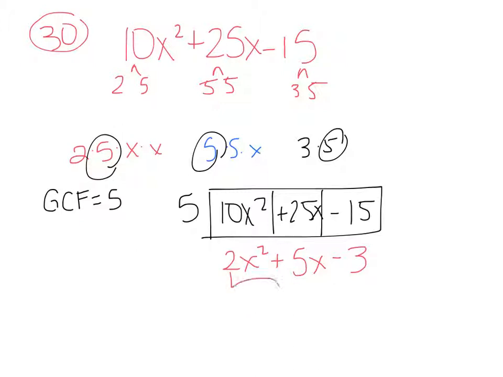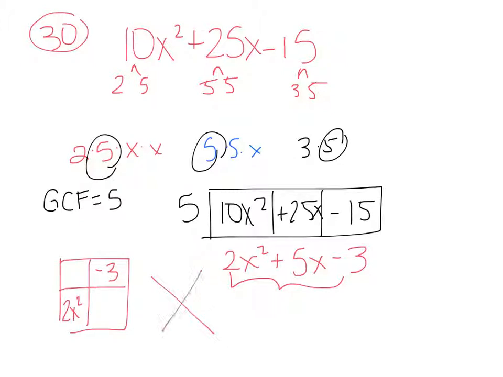So I'm going to take this and do my rectangle and my diamond. So my 2x squared goes in the bottom left, negative 3 top right. I multiply them to get the top of the diamond. Bottom of the diamond is the middle term. Now I want to think what times what gives me negative 6x squared, but adds to give me 5x, and that's going to be a 6x and a negative 1x.